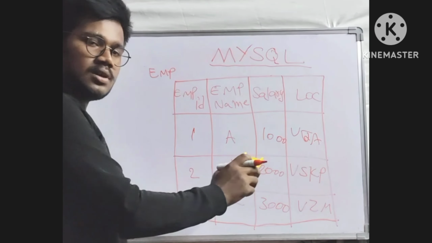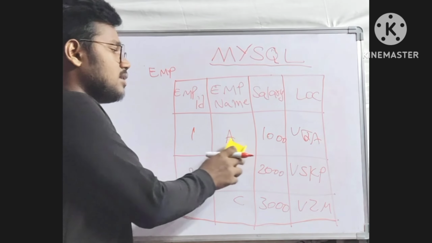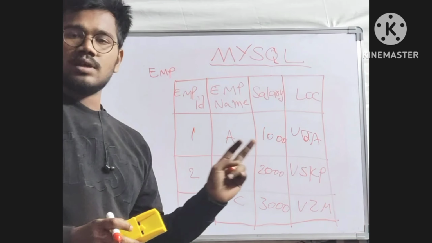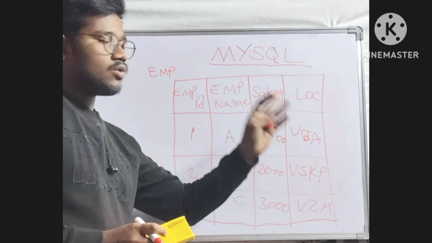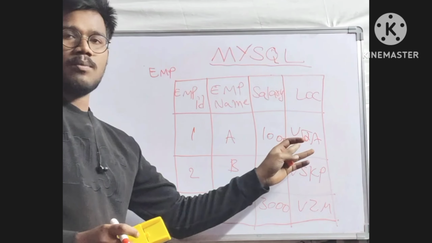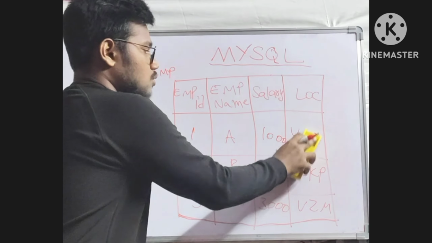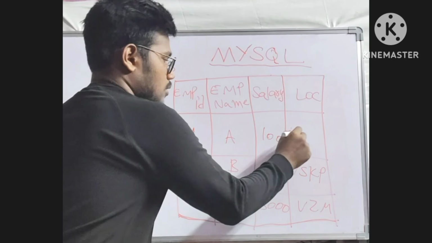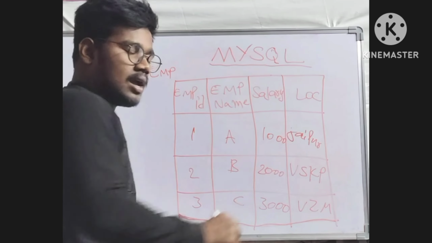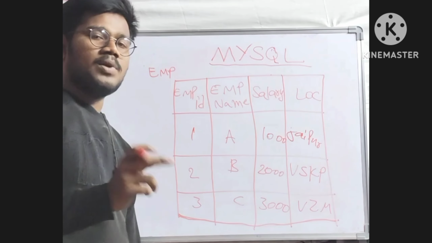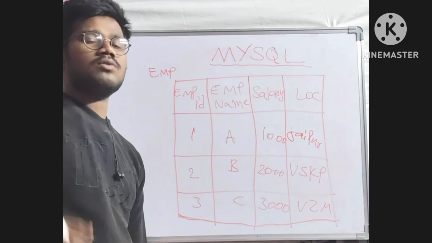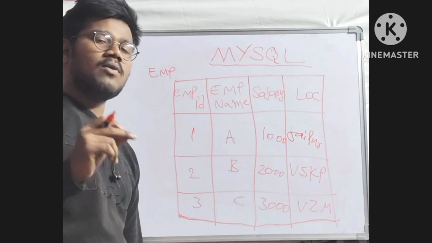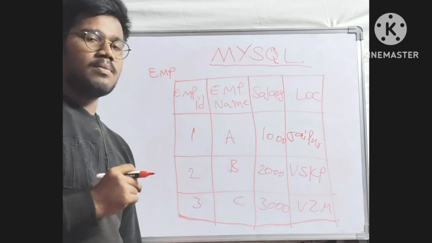So the first row in the table has the data 1, A, 1000 and Vijayawada. Suppose the employee is transferred to, say, Jaipur. So I want to update the location of the employee from Vijayawada to Jaipur. With the help of the update command, we can update the location of the employee from Vijayawada to Jaipur. So like this, we can update any type of data present in the table with the help of the update command present in the data manipulation language.